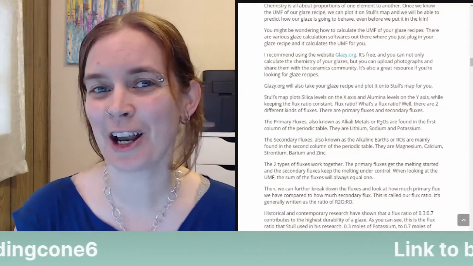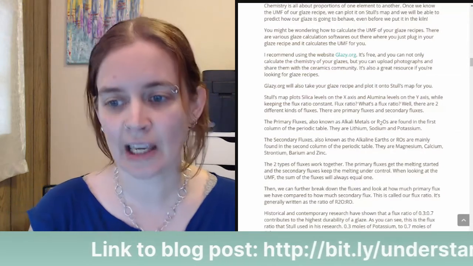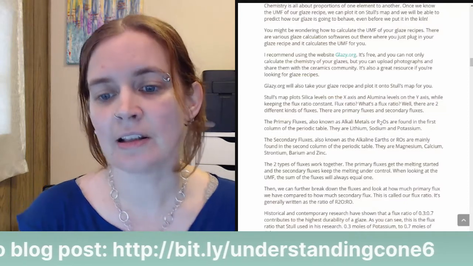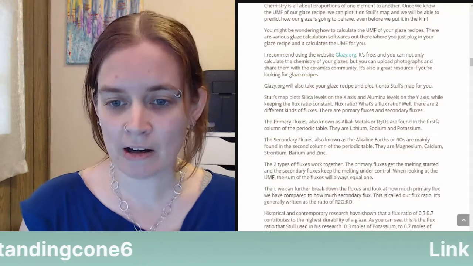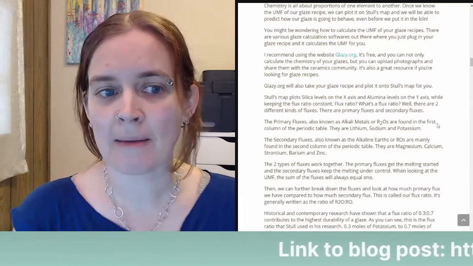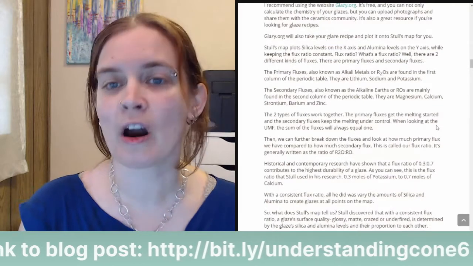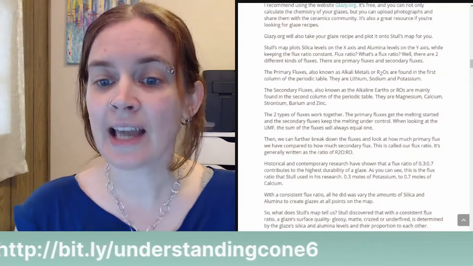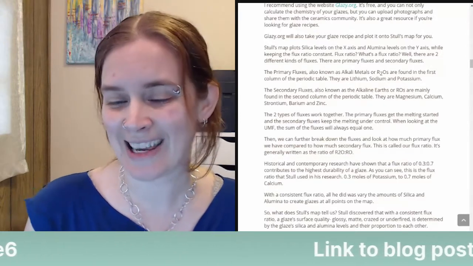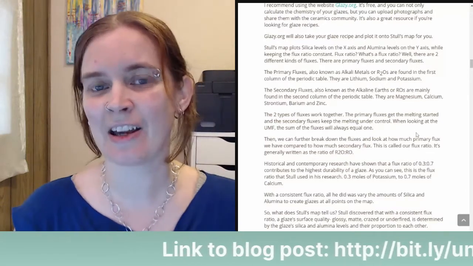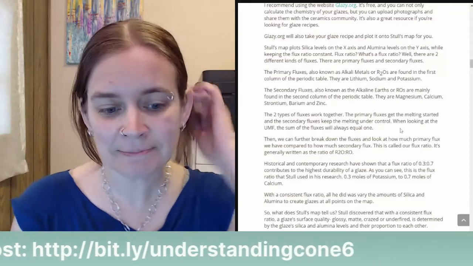Flux ratio? What's a flux ratio? Well, there are two different kinds of fluxes. There are primary fluxes and secondary fluxes. The primary fluxes, also known as alkali metals or R2Os, are found in the first column of the periodic table. They are lithium, sodium, and potassium. The secondary fluxes, also known as the alkaline earths, or ROs, are mainly found in the second column of the periodic table. They are magnesium, calcium, strontium, barium, and zinc. And as I mentioned earlier, zinc isn't in that second column of the periodic table. It's over to the right, but zinc is also a secondary flux.